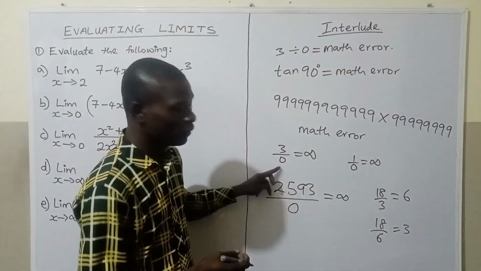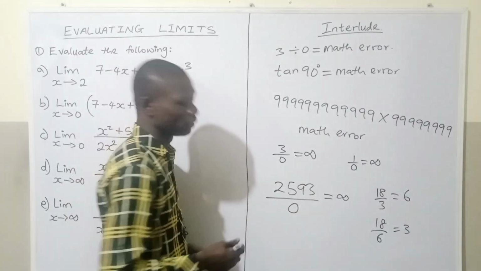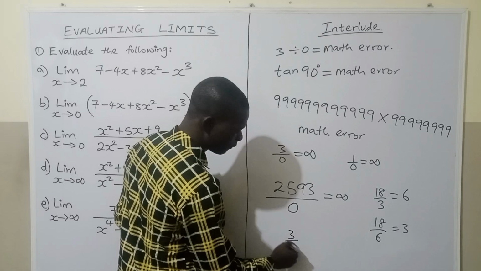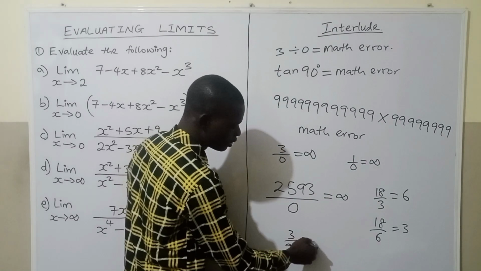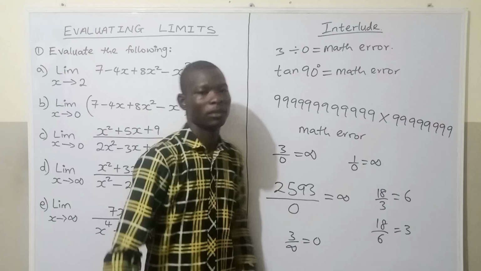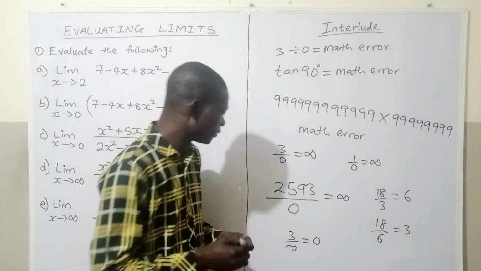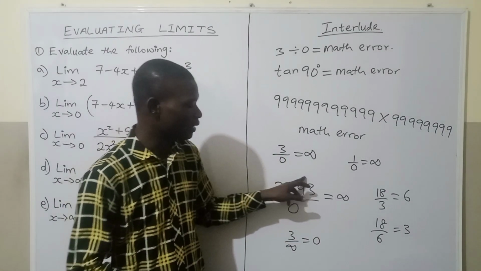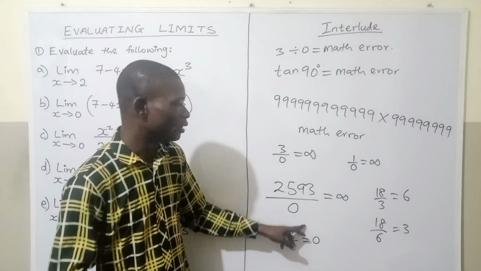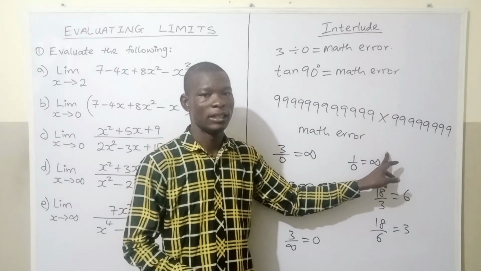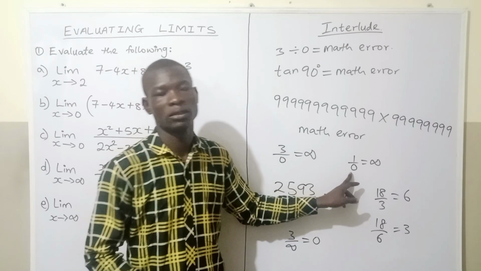So if we say 3 divided by 0 is equals to infinity, so what's going to be 3 divided by infinity? When a number is dividing infinity, well, that's a very large number. What is it going to be equals to? It's going to be equals to 0. Also, if you have 2,593 divided by infinity, it's also going to be equals to what? 0. If you have 1 over infinity, 1 over infinity is also going to be equals to what? 0.